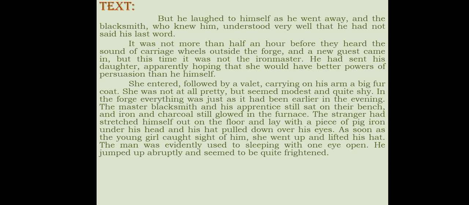The ironmaster laughed while he went away. The blacksmith knew the habit of the ironmaster, so he understood that the ironmaster would surely do something more. Within half an hour, there was the sound of a carriage outside the forge. Means a carriage stopped outside the forge. But in this carriage, the ironmaster had not come, but a new person had come. The ironmaster had sent his daughter to persuade the tramp to come home. He might have thought that his daughter was more skillful in convincing.